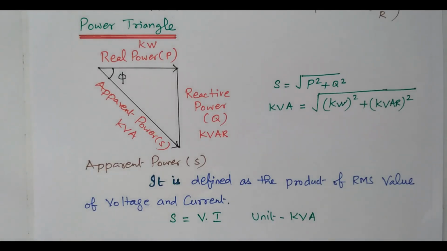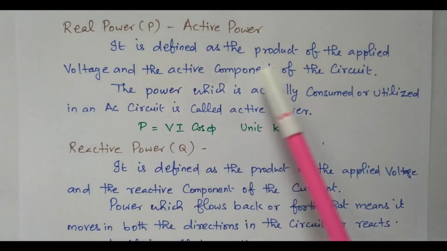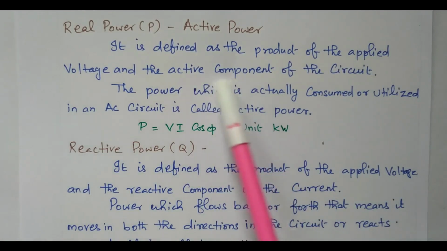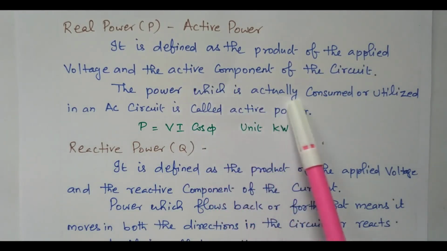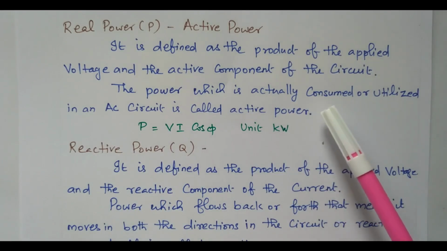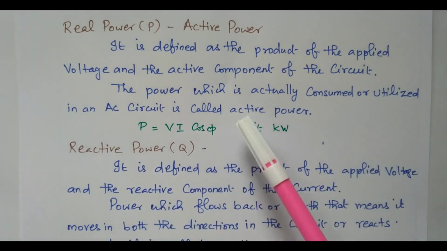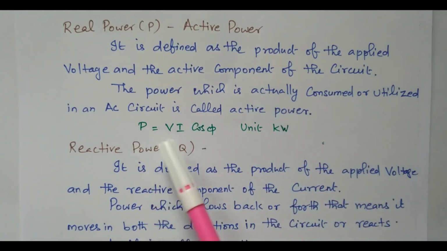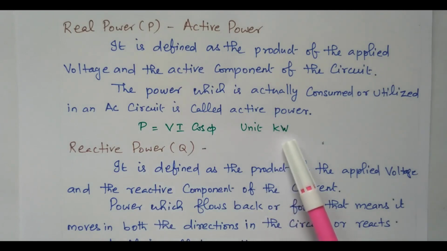Now we'll go to the real power. It is defined as the product of applied voltage and the active component of the current. What is the active component? The power which is actually consumed or utilized in the circuit for energy conversion. Some of the power is not consumed; it is dropped in the circuit. That is called reactive power. The power fully utilized for conversion is called active power. So it is represented as P equals VI cos phi. The unit is kilowatt. Right? The power which is actually consumed or utilized is called active power.